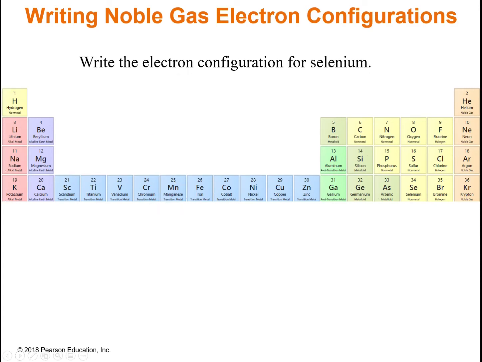So let's try an example. I want you to write both the full and the noble gas configuration for selenium. I'll give you a couple of minutes and then I'll check back in. I want the full configuration and the noble gas configuration for selenium.